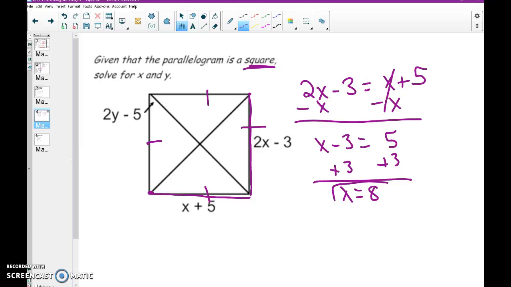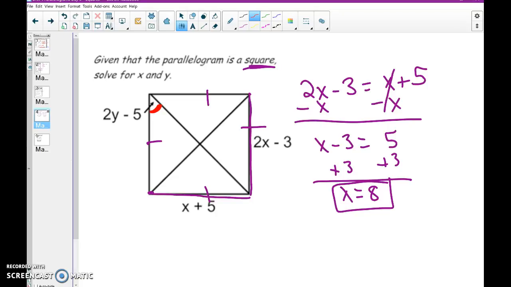We get x equals 8. That one wasn't too bad. Now we're solving for y. So we've got this 2y minus 5 in this little tiny corner. We know that the whole thing is 90. Hopefully we know that because we talked about that in the lesson.